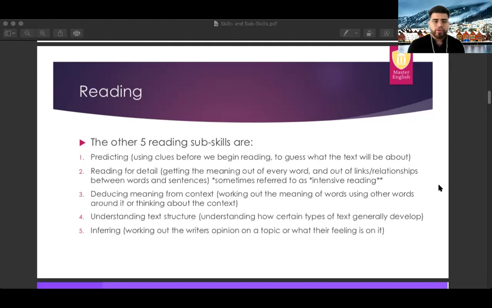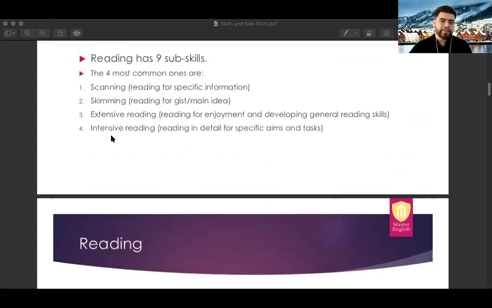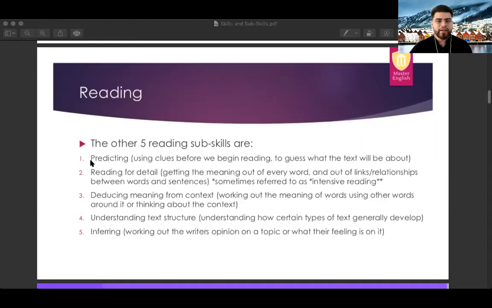Okay, very good. So in total, there are 9 sub-skills. Scanning, skimming, extensive reading, intensive reading, and these: predicting, reading for detail, deducing meaning from context, understanding text structure, and inferring. Now, it is important that you know these. It is very important that you know these.